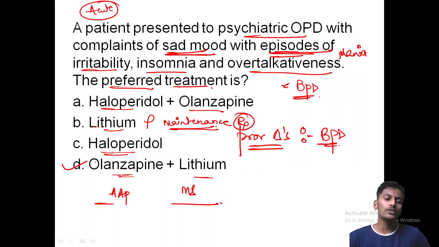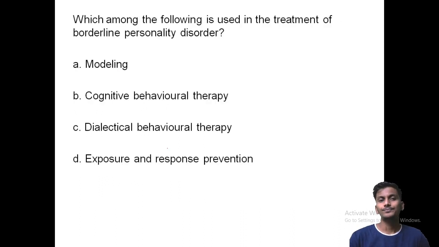If this was not in the options, then haloperidol we would have marked, because only an antipsychotic is a preferred treatment in cases of acute episodes of mania. And if they would have asked for maintenance therapy, then the answer would have been lithium.